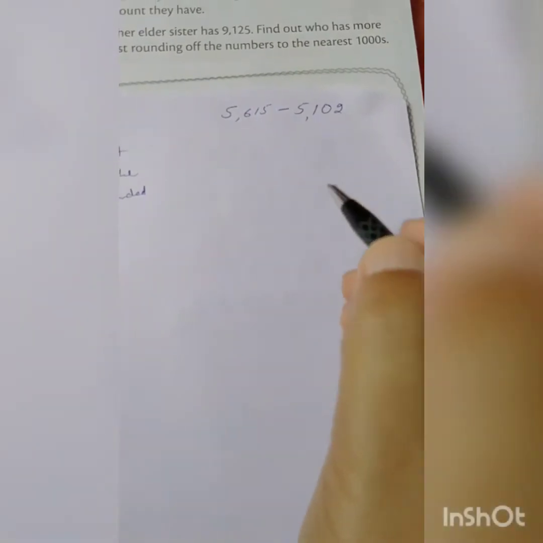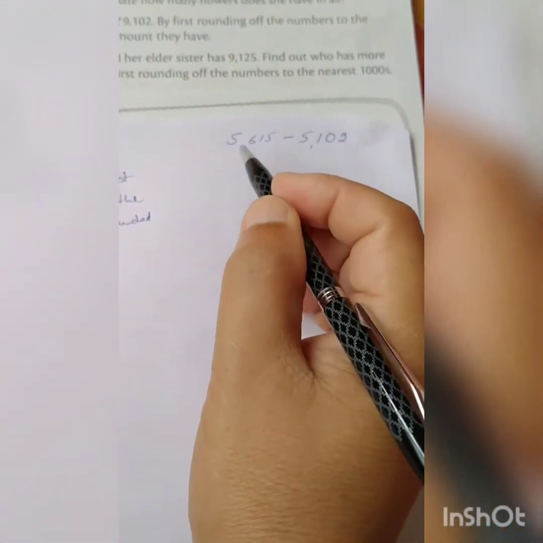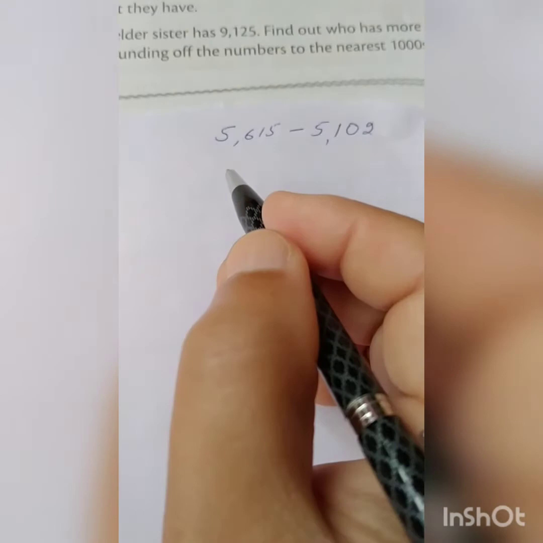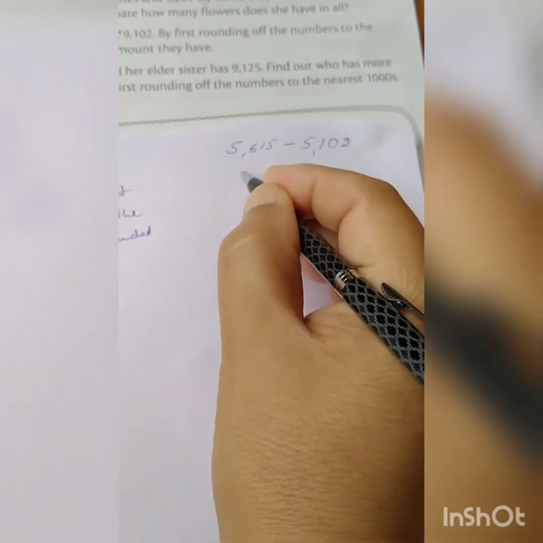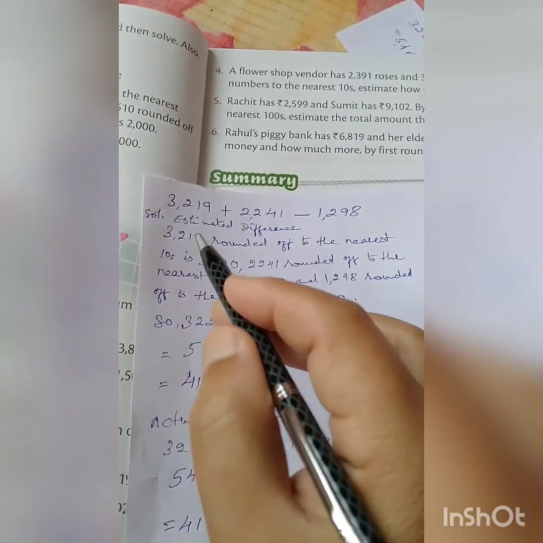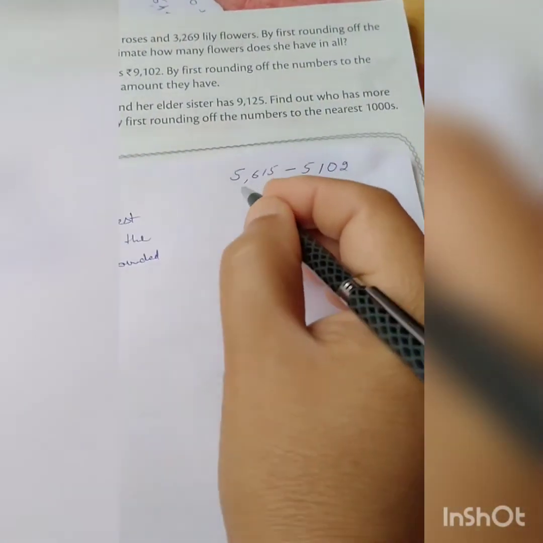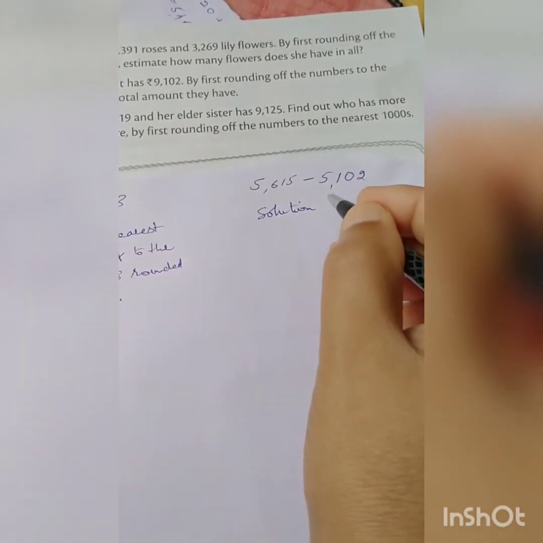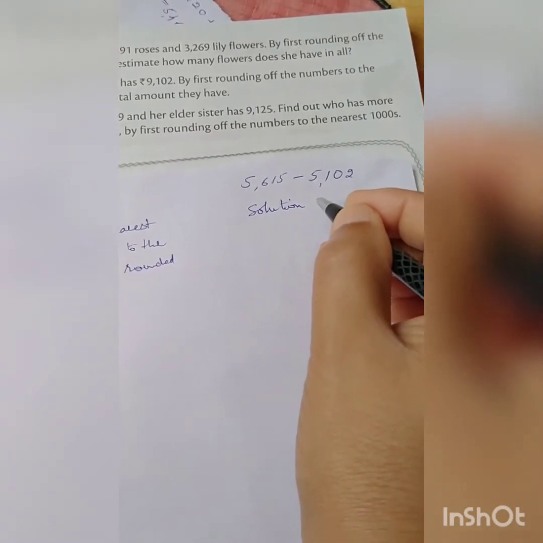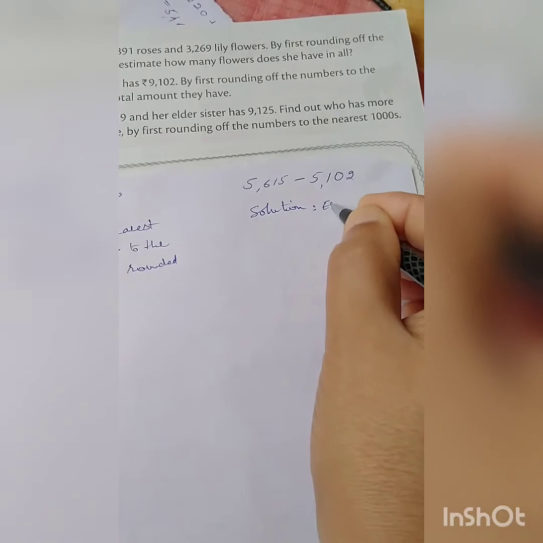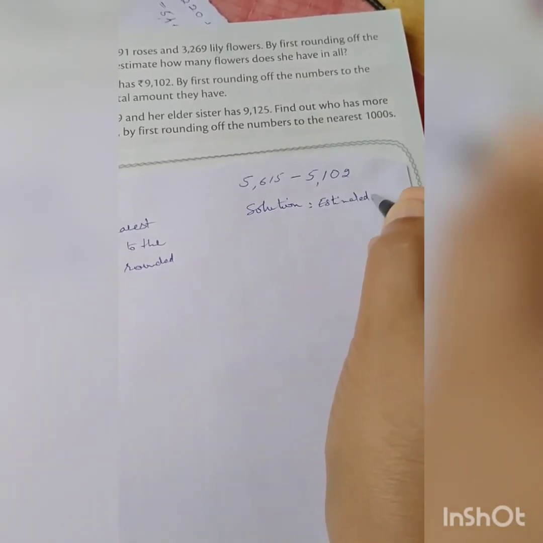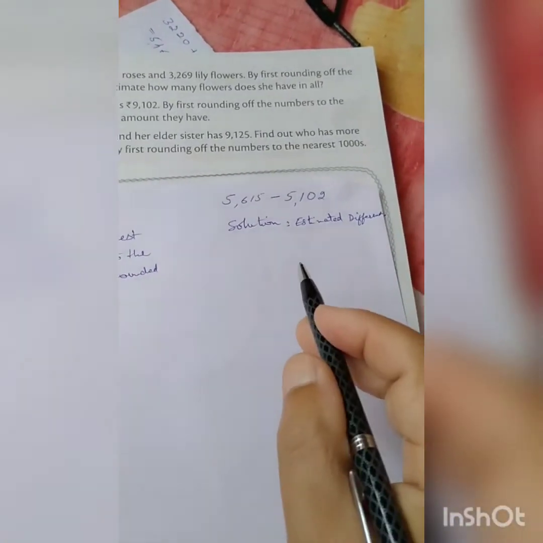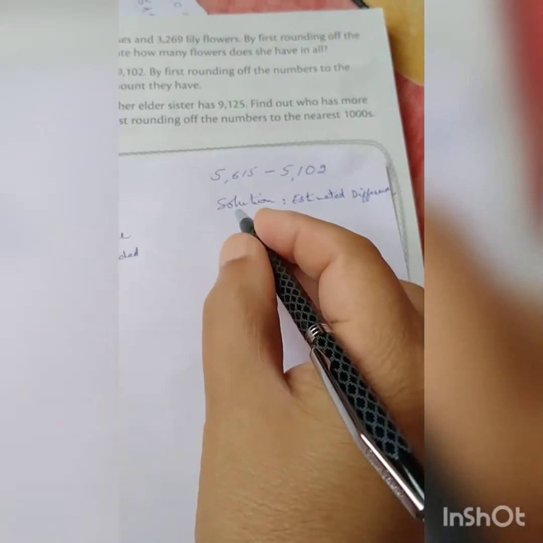Let us do one more. 5615 minus 5102. So what you have to do is, here we have to write solution. Here I forgot to write, but you have to write, okay, solution, then write estimated difference. So here also you write first solution, then write estimated difference.